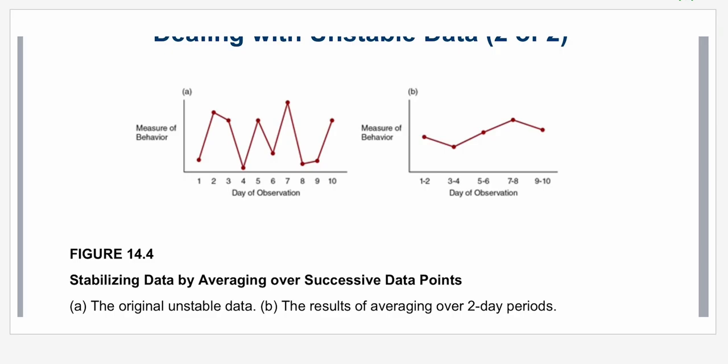What they did, if you look at the horizontal axis, the day of observation, what they did was they averaged day 1 and 2 into one data point. And then they took data points for 3 and 4 and averaged them to one data point. And then they took 5 and 6 and added them together, divided by 2. That's how you average it, right? And they got one data point for that. And then day 7 and 8 and day 9 and 10. So now instead of 10 data points, we have 5. And it establishes a more stable pattern for us to use as a comparison when we change phases.